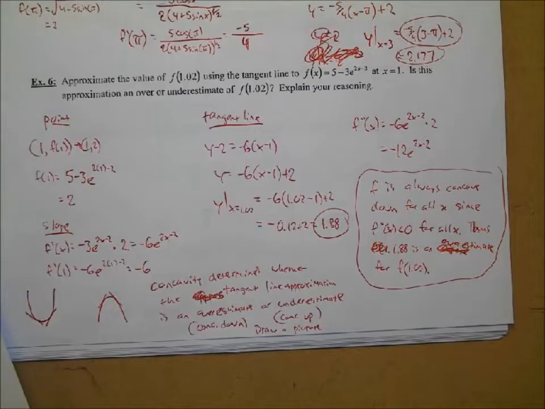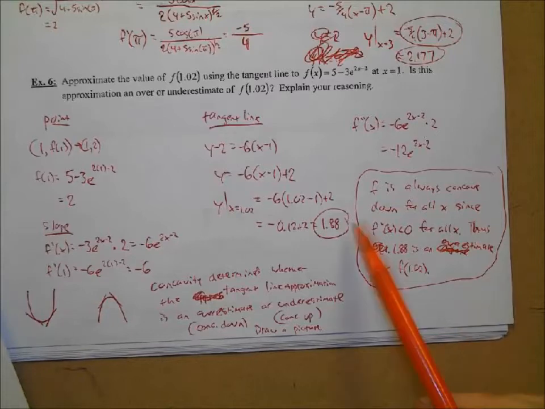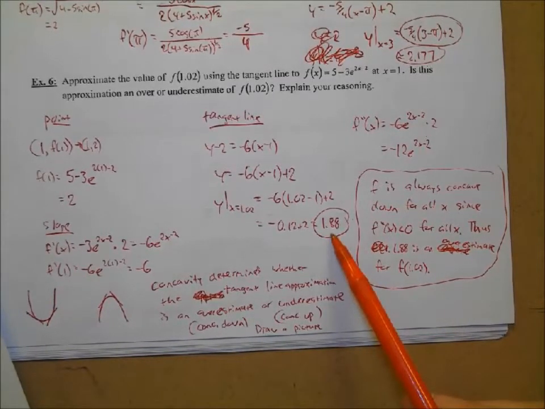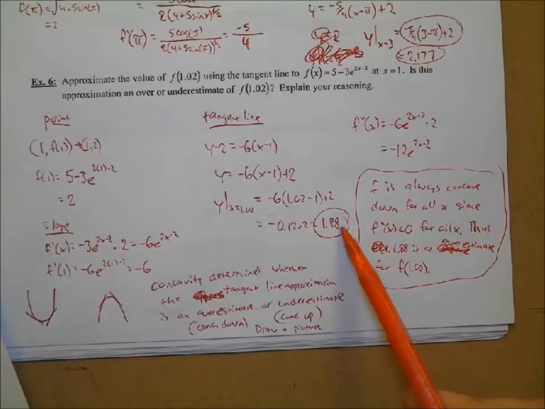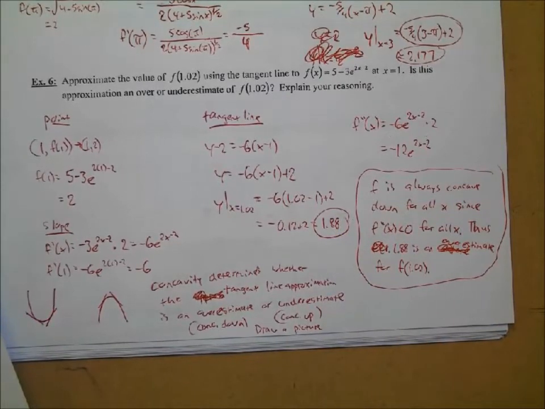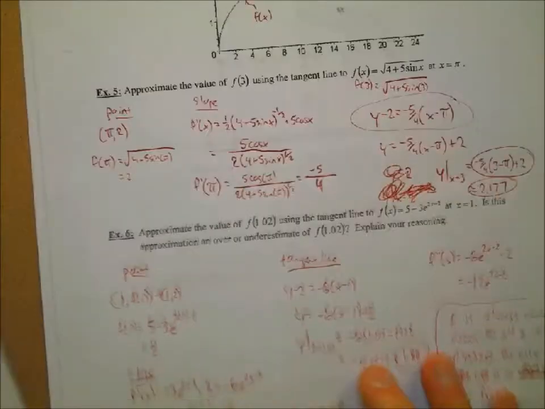and we actually get f of 1.02 to be about 1.877. So 1.87, our linear approximation here, is an overestimate. 1.88 is higher than 1.87, right? So if you actually found the actual value using a calculator, you can see it would in fact be an overestimate. That's true. Okay, questions on that method there?